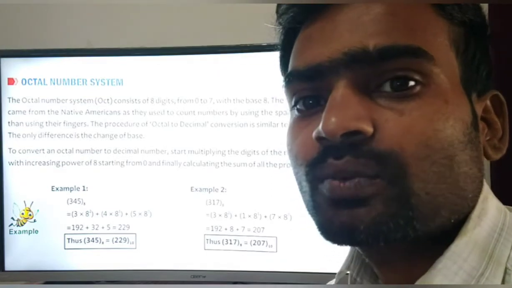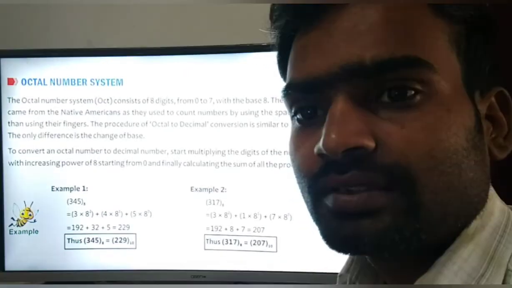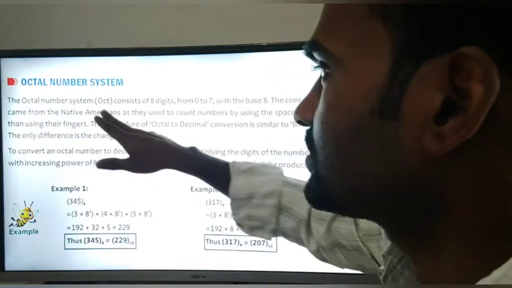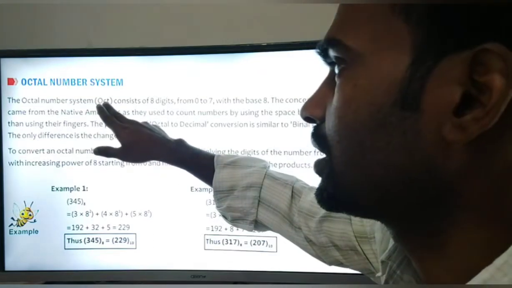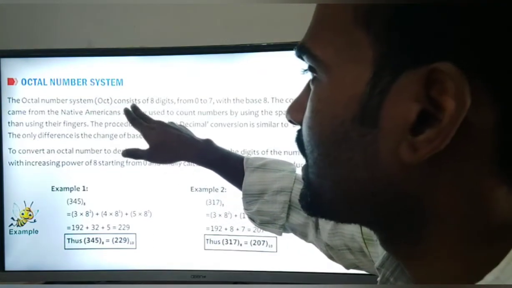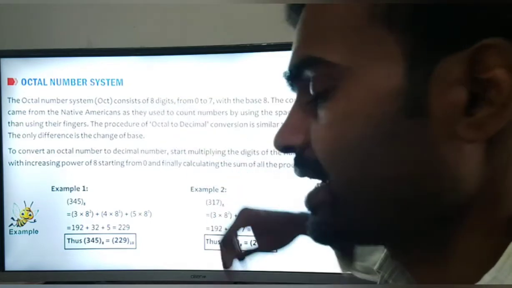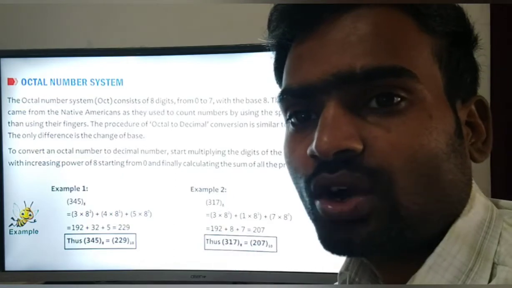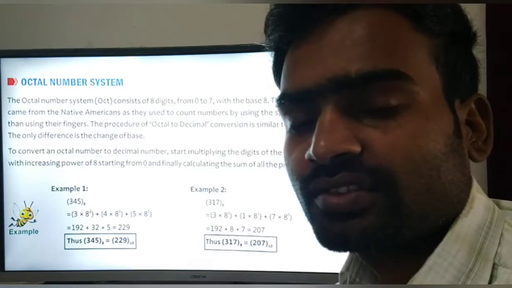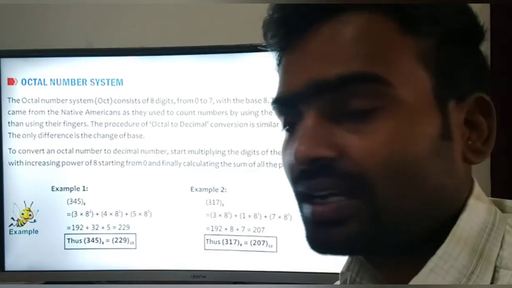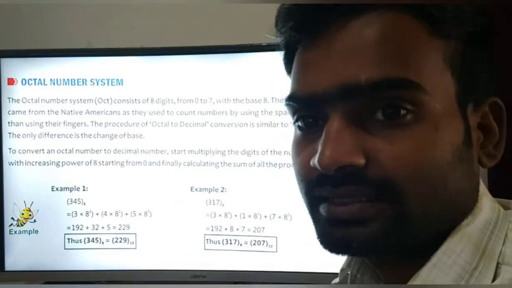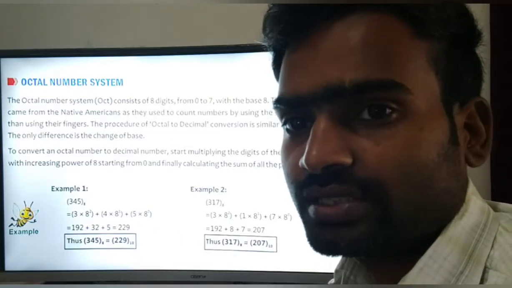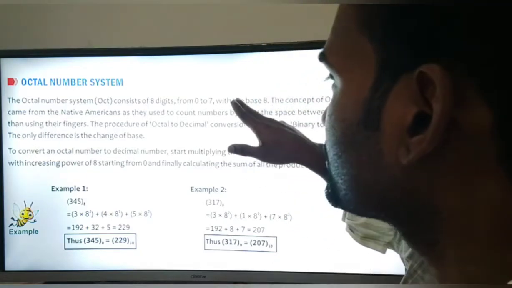First, let us understand the meaning of octal number system. Clear? Here, octal, OCT. The octal number system consists of 8 digits, from 0 to 7. In the previous class we learned 0 to 9, which altogether makes 10 digits for decimal numbers, and for octal numbers we have 8 digits, 0 to 7. When we count 0 to 7 it becomes 8 digits. Clear? And the base is 8.